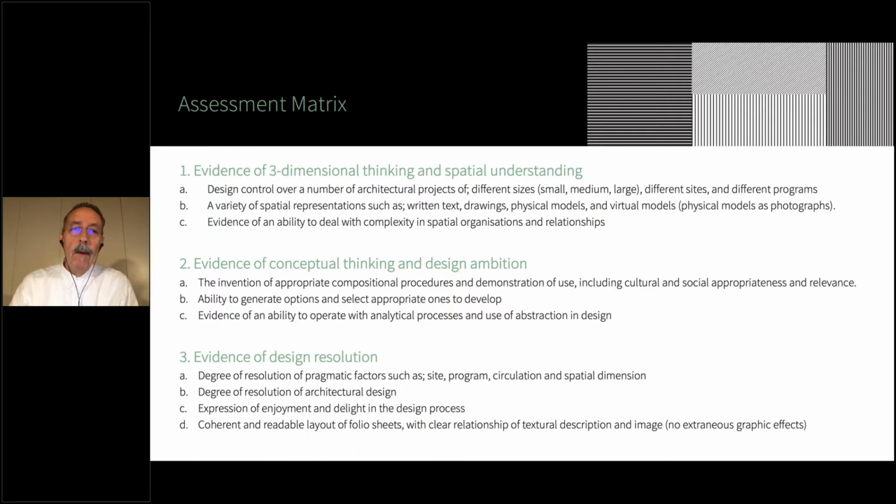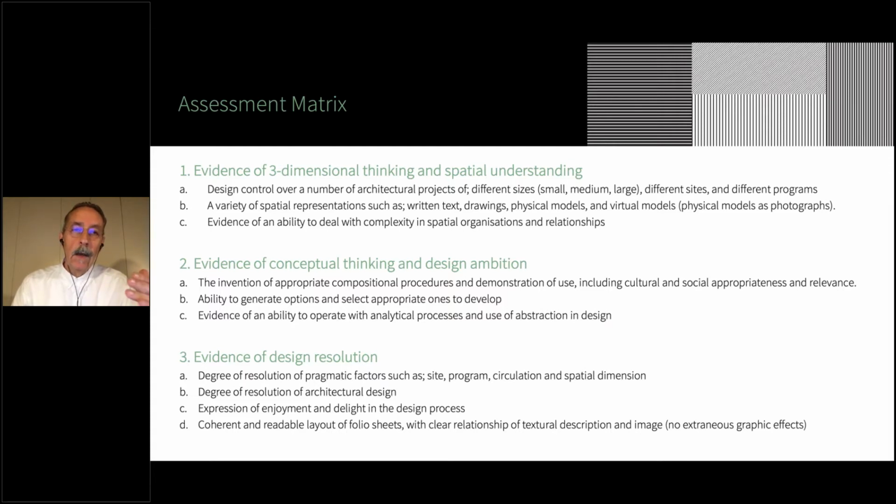This is the assessment matrix. This is how we review the projects. These are the criteria that we use when we give scores for a portfolio. There are 3 basic categories. Number 1, evidence of 3-dimensional thinking and spatial understanding. Number 2, evidence of conceptual thinking and a design ambition. And number 3, evidence of a design resolution.